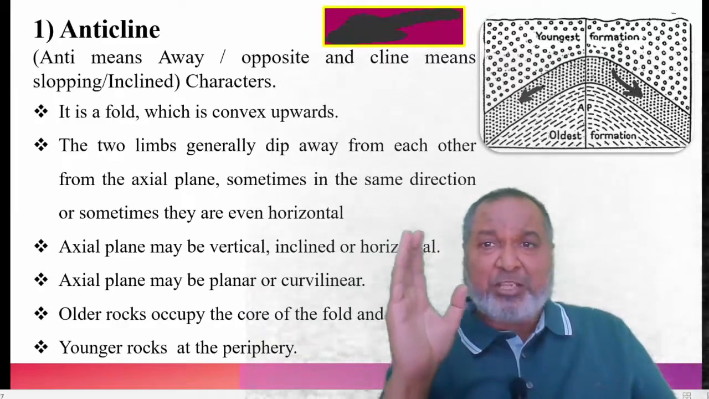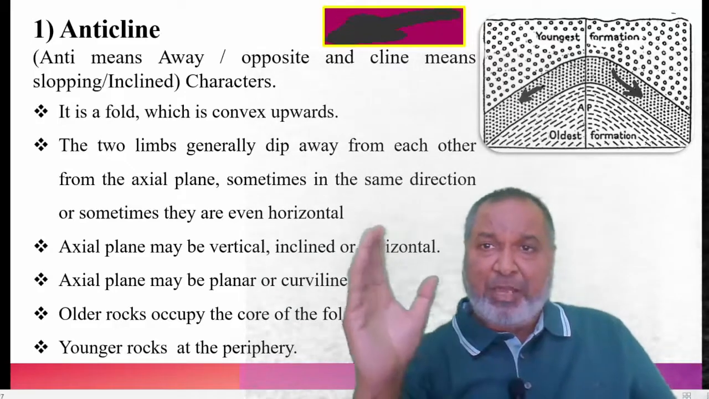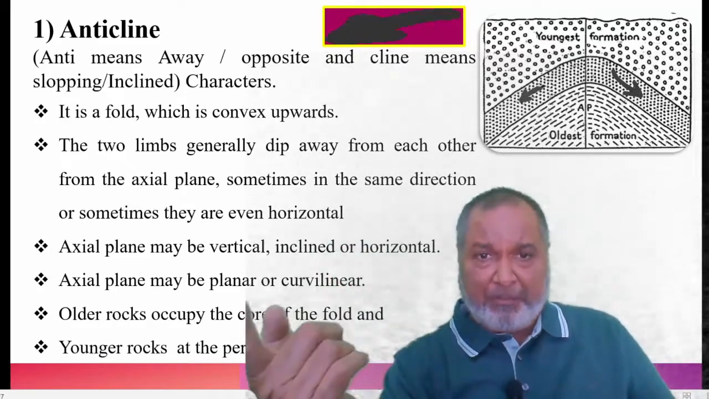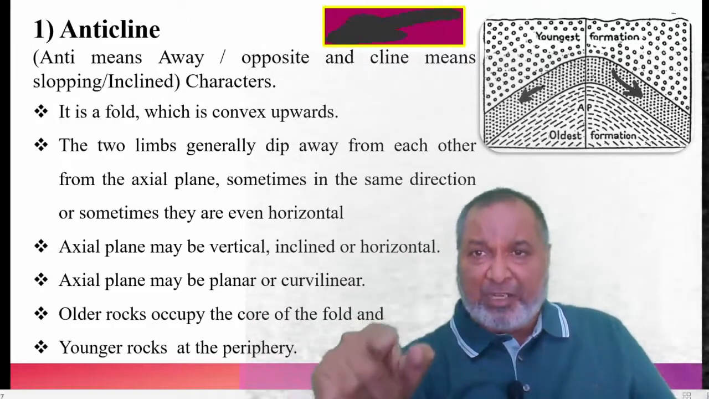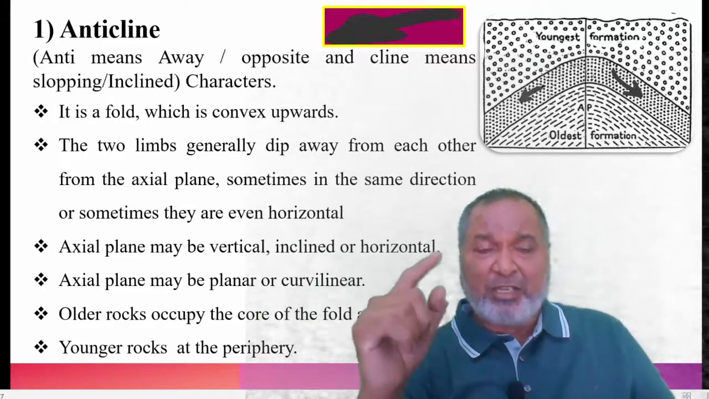The third point, the axial plane may be vertical, inclined, or horizontal. The axial plane may be planar, a complete plane, or it may be curvilinear. Older rock at the center and younger rocks at the periphery.